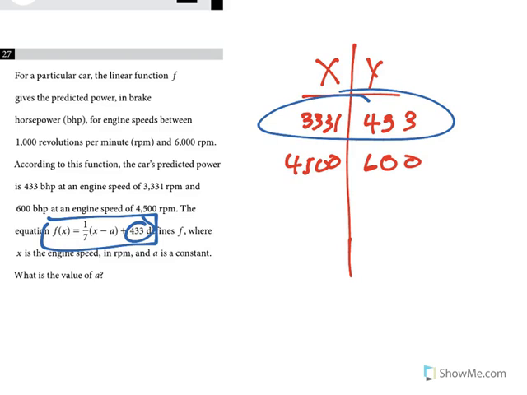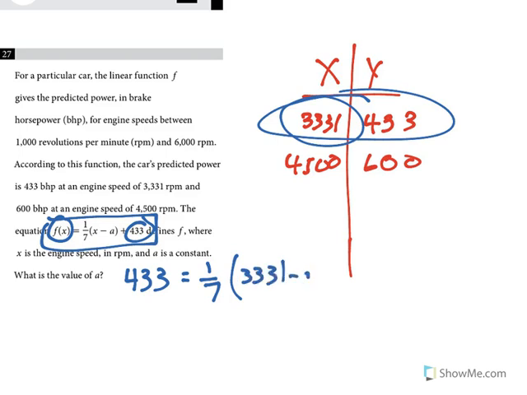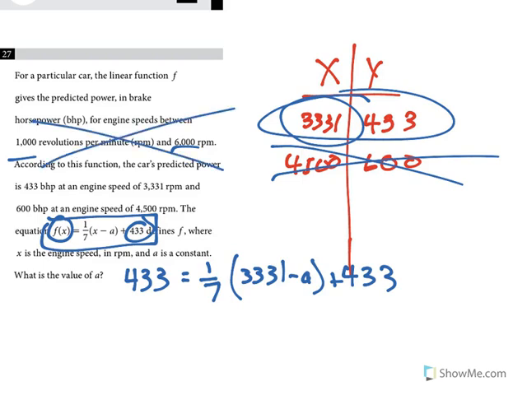So I'm going to say, okay, when f of x is equal to 433, and I'm just going to substitute, that's equal to 1/7, right, of x, which is 3331, minus a, which we're trying to find, plus 433, right? So I'm literally just using their equation. I don't care about this value, right? That's noise. The 1,000 and the 6,000 is definitely noise. They're just basically saying, solve this equation for a. And it's an easy equation because I got 433 on both sides, so this is really 0.